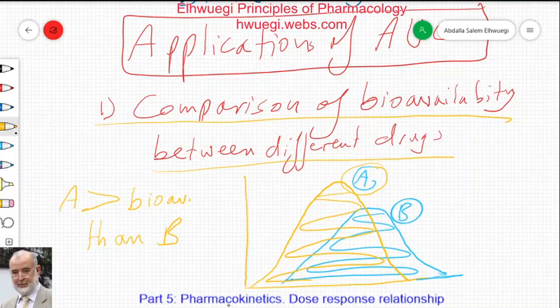For example, this is a standard drug of known bioavailability and this is a new drug. We want to know whether the new drug produces higher bioavailability, so we compare it with the standard drug. In this case, we say that the new drug produces lower bioavailability than the standard drug, or it produces higher. It depends on the area under the curve.